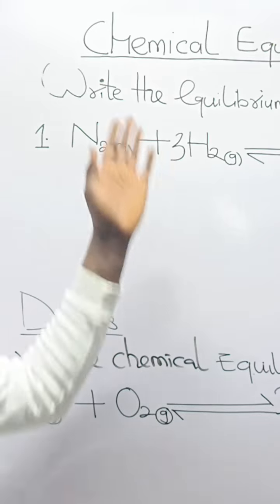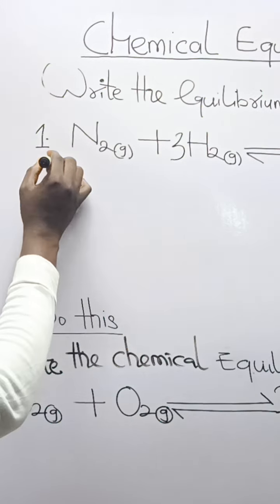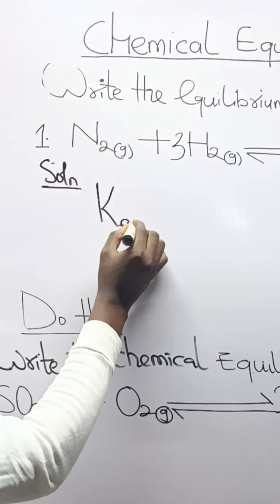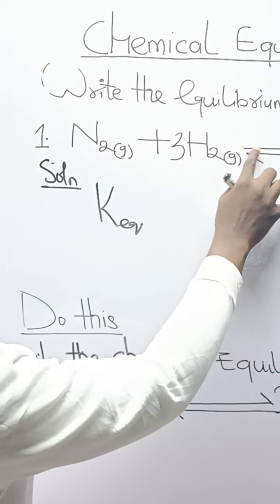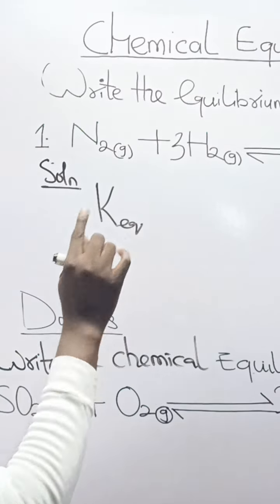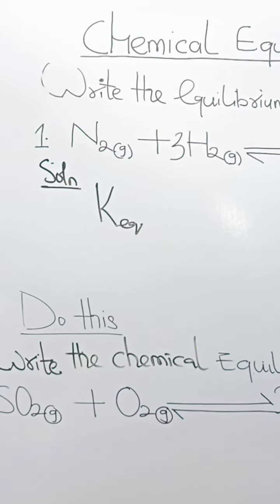Now, how do you write the chemical equilibrium constant for a reversible reaction? Very easy. The simple formula here is this. Watch this carefully. The equilibrium constant for a reversible reaction, that means a reaction that proceeds from both directions. As you can see, this reaction can proceed to the right. It can also proceed to the left. So if you want to write the equilibrium constant for a reaction like this, simply do this.